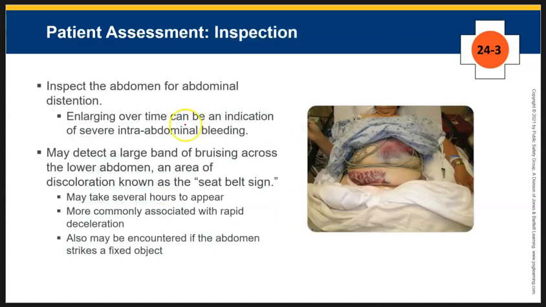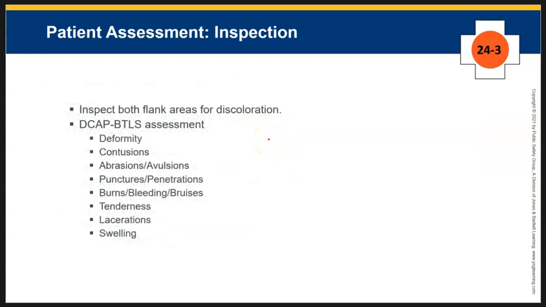So we look at the abdomen for distension. Enlarging over time, becoming more distended, could indicate bleeding inside the abdomen. A large band of bruising across the lower abdomen can occur in a motor vehicle accident. We call this seat belt sign. It may take several hours to appear, but we get these contusions right at that site. We consider also in our secondary assessment these other possibilities using our DCAP-BTLS algorithm. We're going to be looking for discoloration, the idea of contusions or bruising.